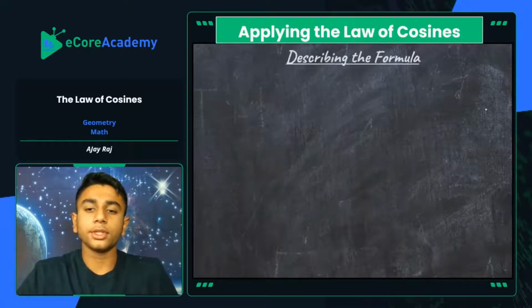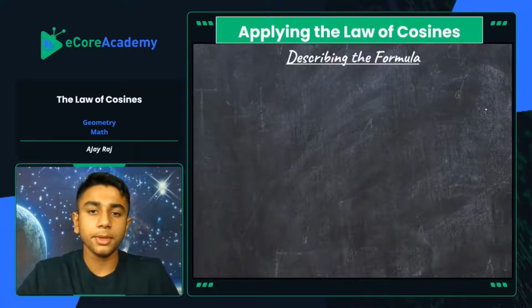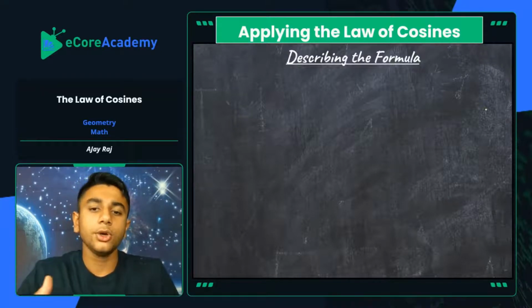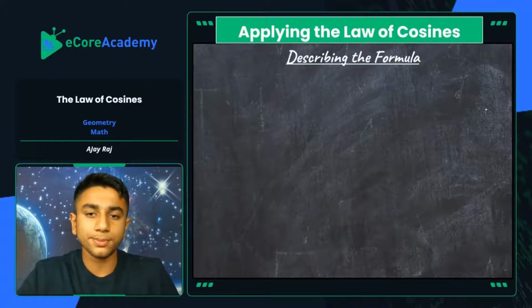Applying the law of cosines. We're going to describe the formula, formulate the formula, and I'm going to be putting it into forms of relationships. Meaning, if you're given any equation, such as y equals mx plus b, the equation of a line on a graph, you know that it's in terms of y, meaning y equals mx plus b.